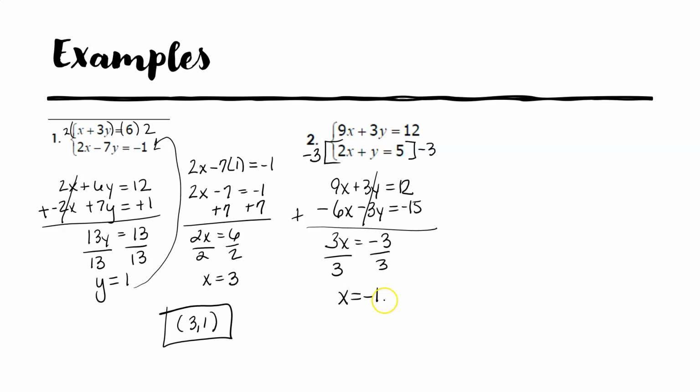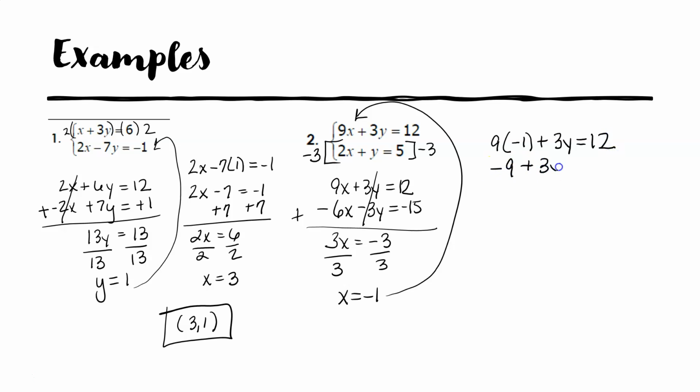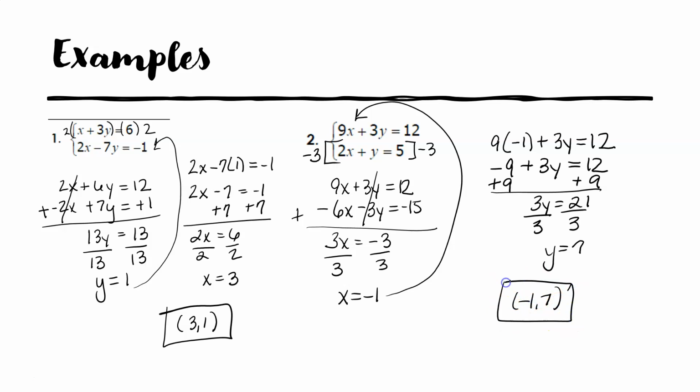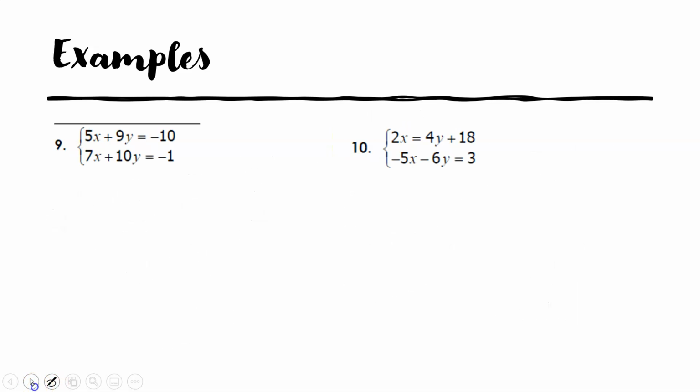Now I'm going to put this into the one that I didn't change. So 9 times -1 plus 3y equals 12. So I have -9 plus 3y equals 12. I'm going to add that 9 to both sides. So now I have 3y equals 21. And I'm going to divide by 3, giving a y coordinate of 7. So I have -1, 7 as my response. Okay, so I have 2 more. So these get a little tricky.